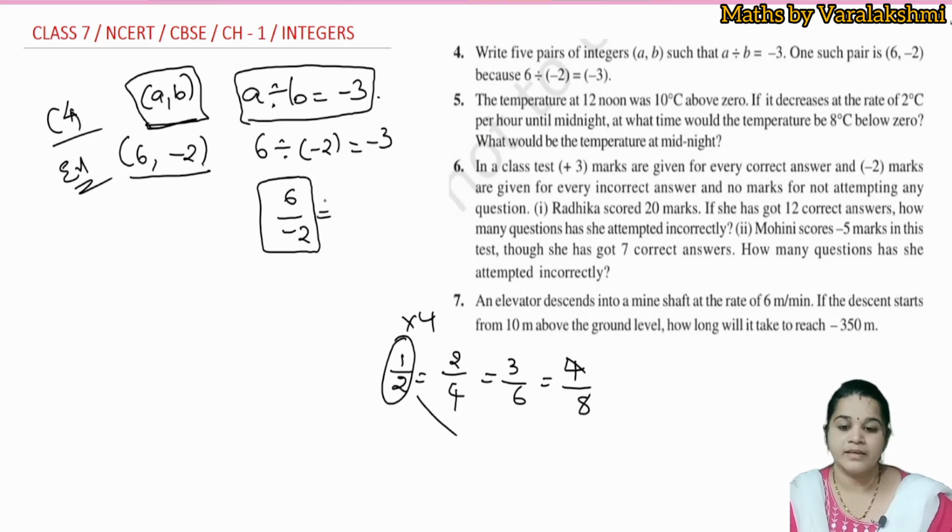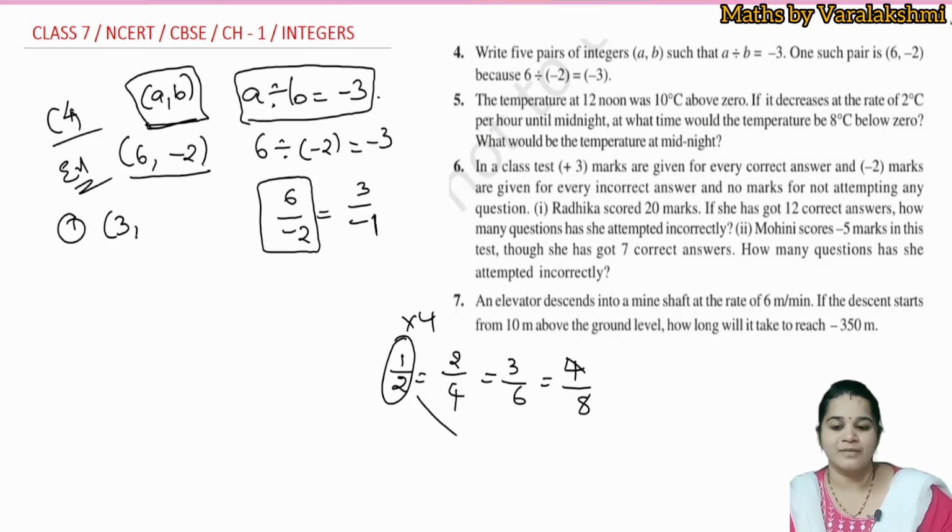The same way, we simply find the equivalent fractions for these two. The numerator is divisible by 2 and the denominator is also divisible by 2. So divide it simply. We'll get 3 by minus 1. So this will be one pair. Let us see if the condition is satisfied or not. 3 divided by minus 1, that is minus 3 only. The condition is satisfied. So this will be the one pair.